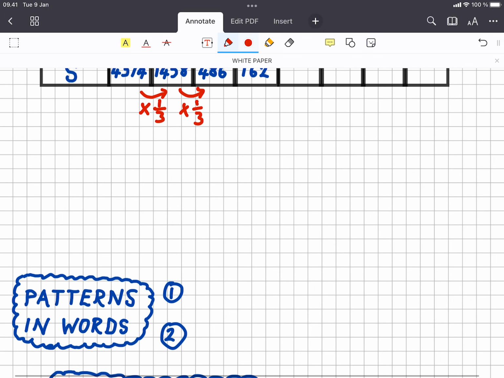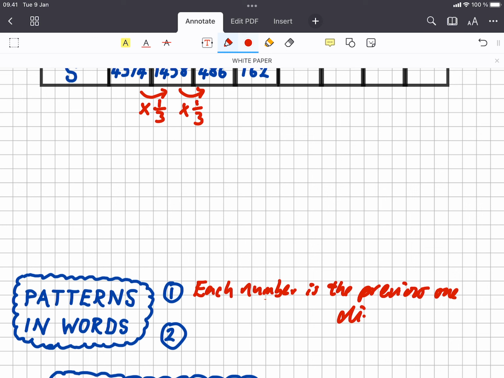So let's just think about patterns in words. Each term or each number is the previous one divided by 3. So that would be an obvious one.